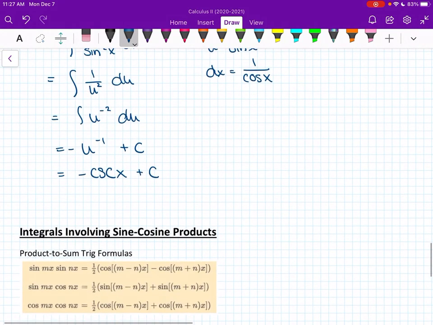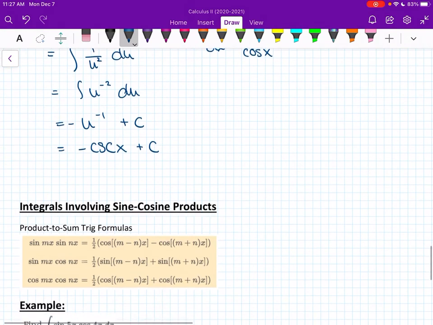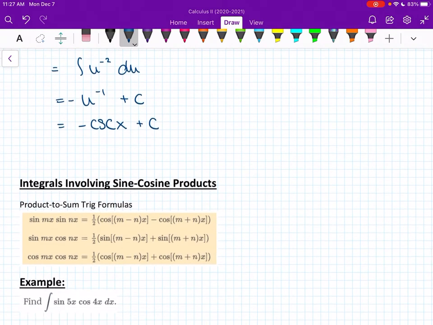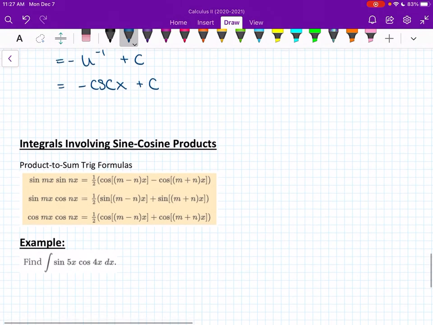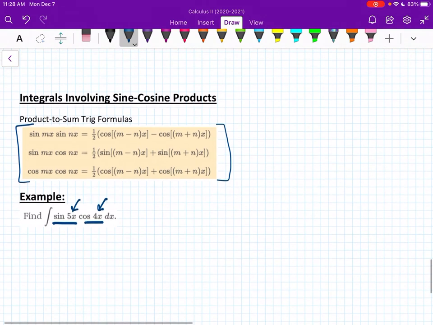All right, our last example is not involving secants and tangents. Our last example is a product to sum. It's using the product to sum formulas. So if we have products of sine and cosine that have different inner functions that are just multiples of each other in some form, we can use these product to sum formulas to help us change them into an integral that we can do more easily. So our first example is sin 5x times cos 4x, and we're finding that integral.